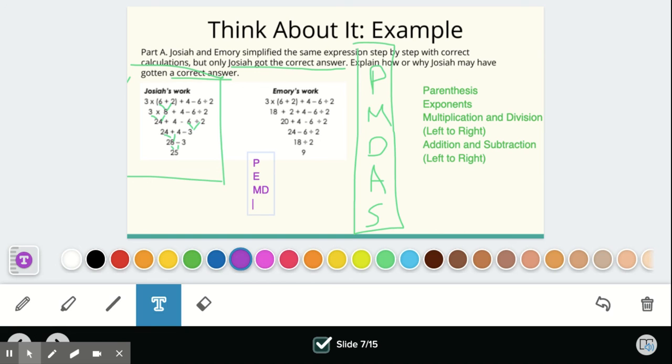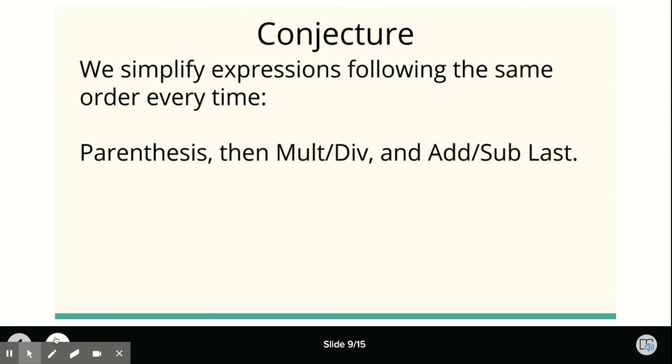But it might be a good idea to write it like this so that you know when it comes to multiplication and division, whichever one comes first from left to right, and then addition and subtraction, whichever one comes first from left to right. Okay, and our conjecture for this lesson is we simplify expressions following the same order every time: parentheses, then multiplication and division, and addition and subtraction. So notice exponents is not mentioned just because we're not really going to see exponents in this lesson or this year. But it's just a good idea to know for all order of operations, it would be parentheses first, then exponents, then multiplication and division, and then addition and subtraction.